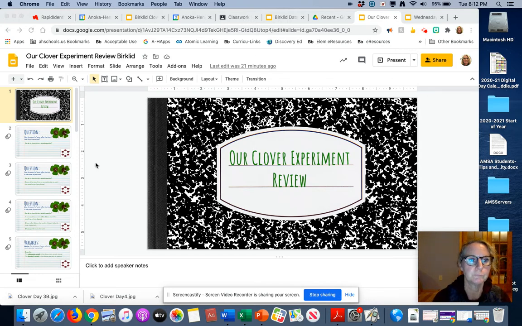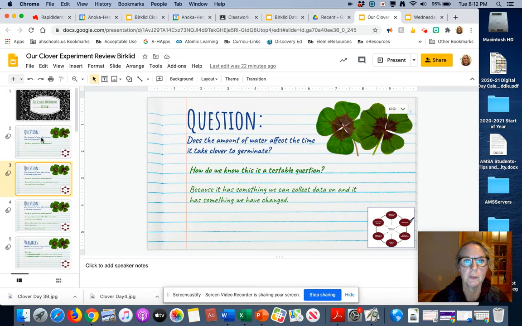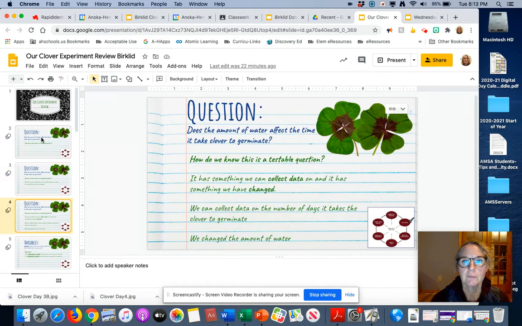So first of all, question. In our experiment, our question was, does the amount of water affect the time it takes clover to germinate? One of the things we need to talk about is how do we know that this is a testable question. We know this is a testable question because it has something that we can collect data on and it has something that we have changed. The thing that we can collect data on is the number of days it takes clover to germinate, and the thing that we changed is the amount of water.